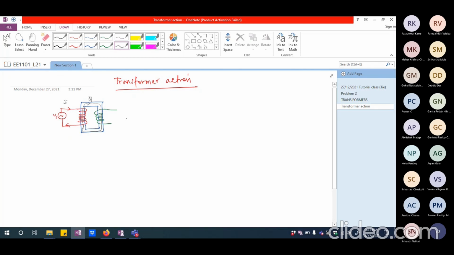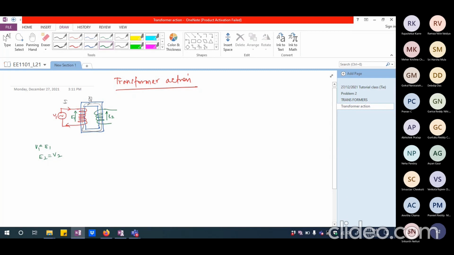Now, after the flux is established, the secondary is going to have definitely an induced EMF. I call that E2. And I call this voltage E1. So I expect that V1 and E1 are almost equal to each other, and E2 and V2 will be equal to each other as long as I am not drawing any current from the secondary side.